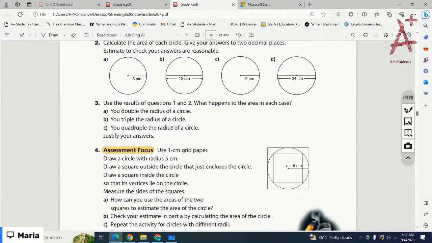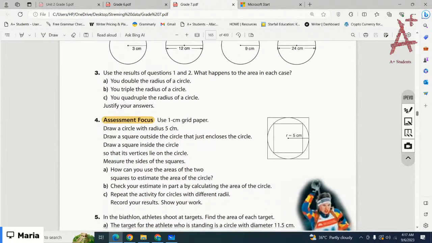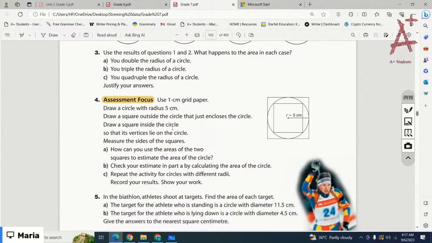Let's start with question number 4. Use 1 centimeter grid paper. Draw a circle with radius 5. Draw a square outside the circle that just encloses the circle. Draw a square inside the circle so the vertices lie on the circle. Measure the sides of the squares. How can you use the areas of the squares to estimate the area of the circle? Check your estimate in part A by calculating the area of the circle.